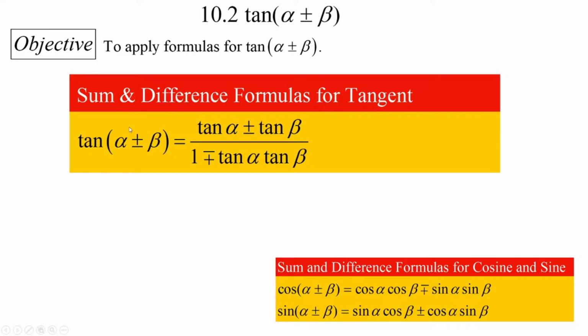So the sum and difference formulas for tangent. Tangent of alpha plus or minus beta is tangent of alpha plus or minus tangent of beta. And remember, a plus or minus right here implies whatever sign I have here, I will have the same sign there. And that's over 1 minus plus tangent of alpha times tangent of beta. And again, if this were a plus, this would imply this has to be a minus, or vice versa. So there it is, and let's put it to work.